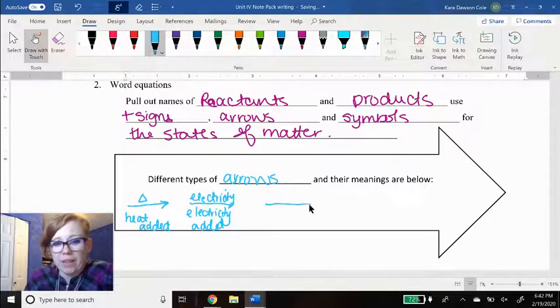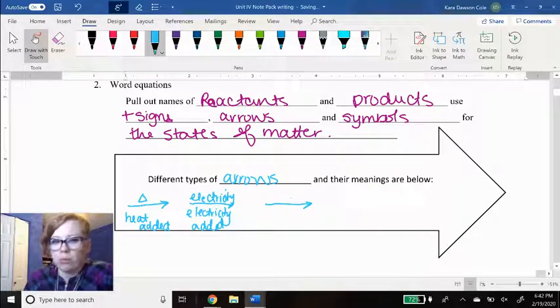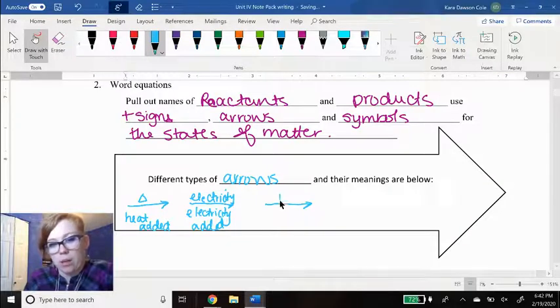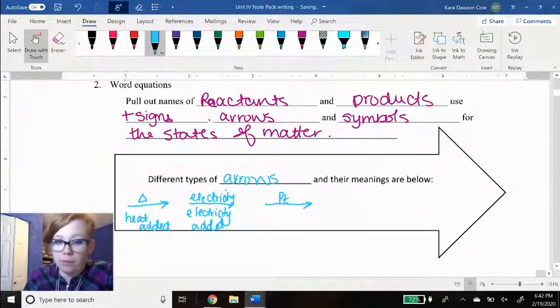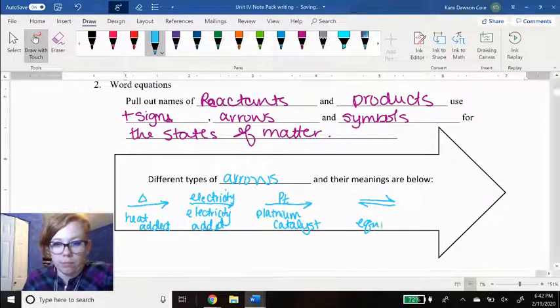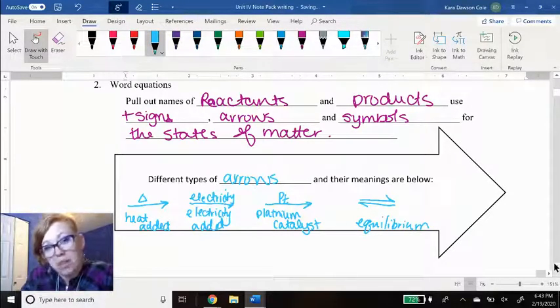If I have an arrow with a chemical symbol or chemical formula on top of it, like Pt, Pt stands for platinum. This means that a catalyst was used. So I have a platinum catalyst here. If I see an arrow that is going both forward and backwards, this is equilibrium. Most reactions, you wouldn't really realize it, but they are equilibriums. But we don't talk about equilibrium in this class, so you can kind of ignore that.